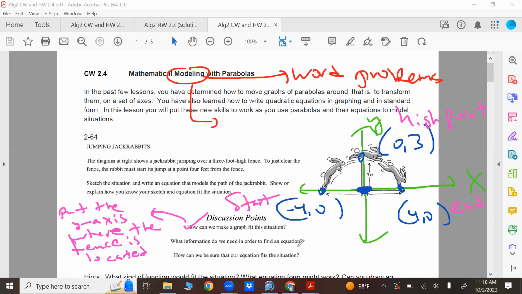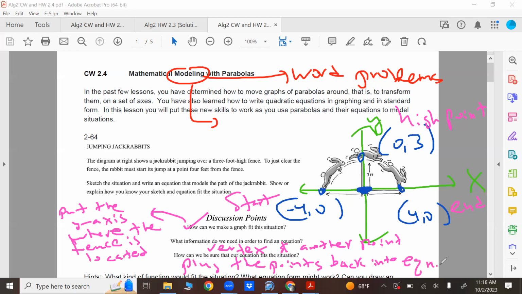What information do we need in order to find an equation? We need a vertex and another point. How can we be sure that our equation fits the situation? We could plug the points back into the equation. So that's what happens there.